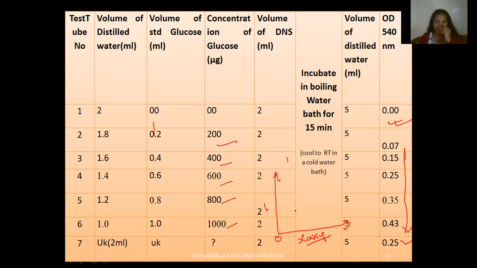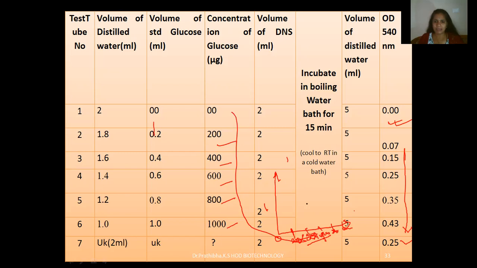So the known concentration of the glucose in microgram, we are going to write here on the x-axis. 200 you are going to write, and the next one is 400, next is 600, next is 800, and next is 1000. So you are going to write all these concentrations on the x-axis.